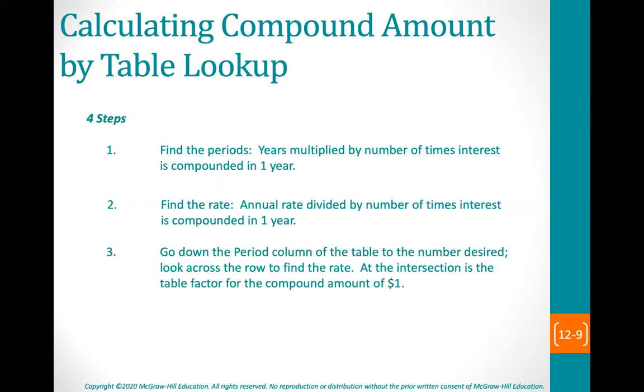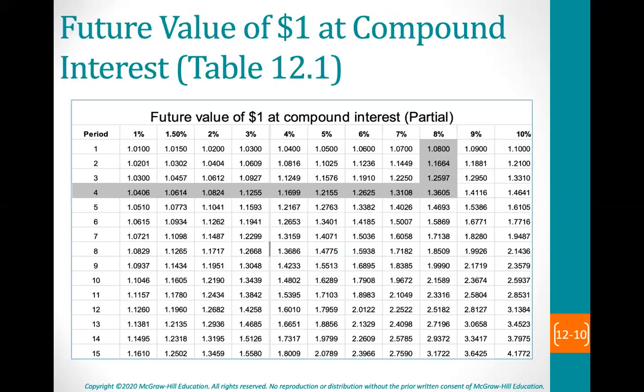be 3%. You go down the table in the period column till you find the number of periods desired, then look across the row to find the rate. At the intersection of this table, you find the factor for the compound amount of $1. Multiply the table factor by the amount of the loan. This gives you the compound amount. So, for example, if we had 4 periods at 8%, remember he was compounding once a year for 4 years at 8%, our table lookup is 1.3605.